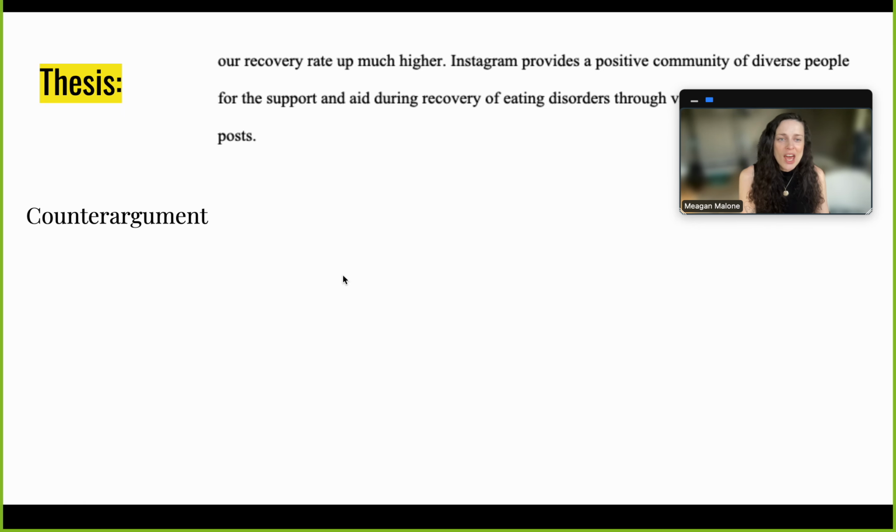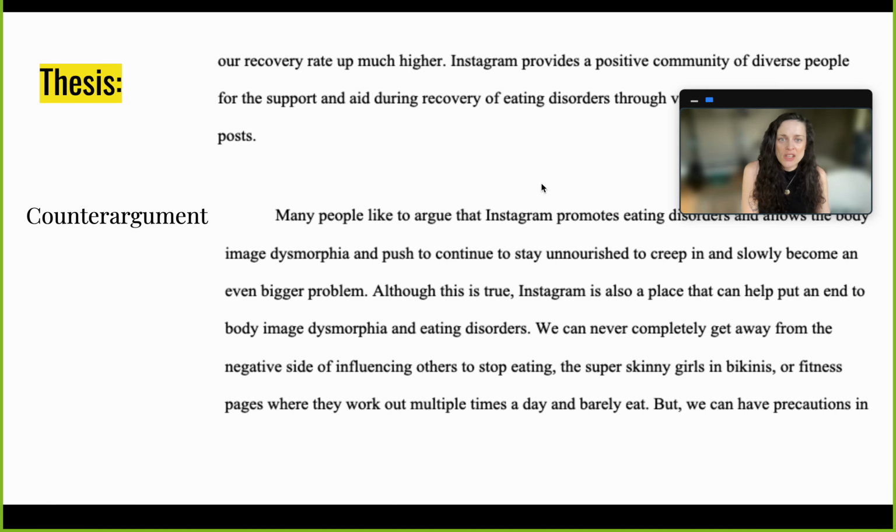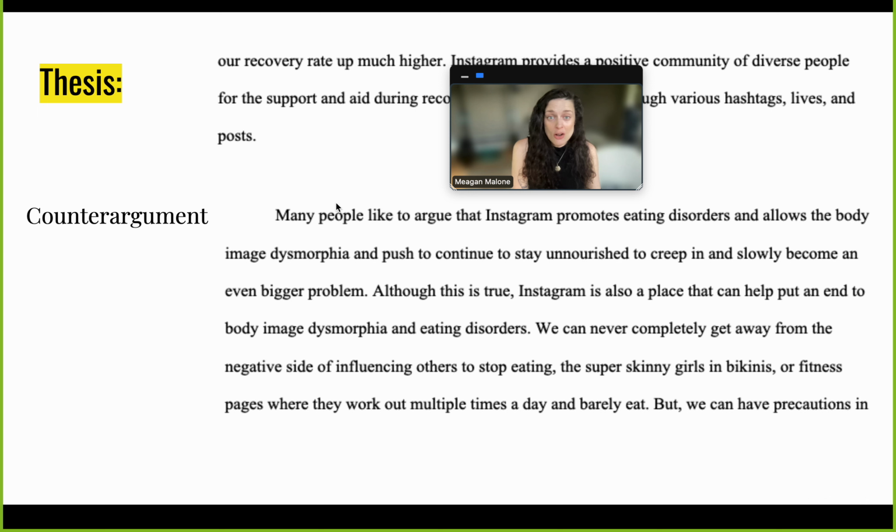And so this person had a counter argument that I want to improve quite a bit, but it begins the conversation. So she says, this was her counter argument paragraph: Many people like to argue that Instagram promotes eating disorders and allows the body image dysmorphia and push to continue to stay unnourished to creep in and slowly become an even bigger problem. That is absolutely a counter argument.